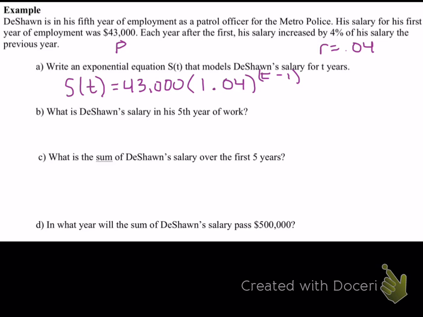So for letter B, we would plug in 5, and that's how we would calculate this answer. Now, obviously, in class, we're going to be using a calculator, which would make this a lot easier. You can do this on your phone. It's just a little bit more tedious to do. So I would have 43,000 times 1.04, and because I have it to the 5 minus 1, I'm technically raising it to the 4th power. So if you're on your phone, you would do 1.04 raised to the 4th power times 43,000. Or, like I said, on a calculator.